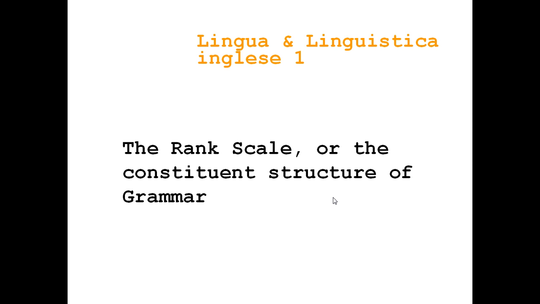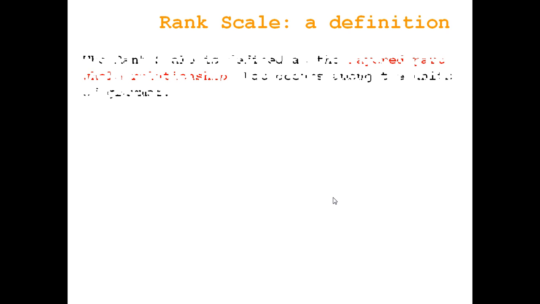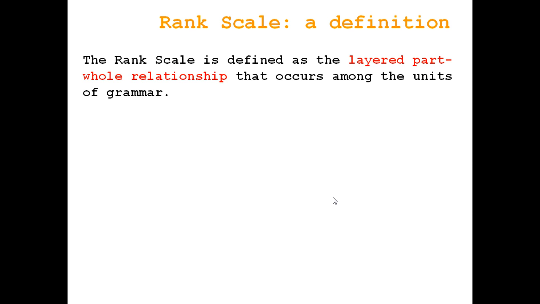The topic of today's lecture will be the rank scale. That's the constituent structure of grammar, how we should look at grammar from the point of view of structure in order to make sense of its meaning functionally. Now, first of all, let's give a definition of rank or rank scale. I'll explain that immediately. So, the rank is the layered part-whole relationship that occurs among the units of grammar.